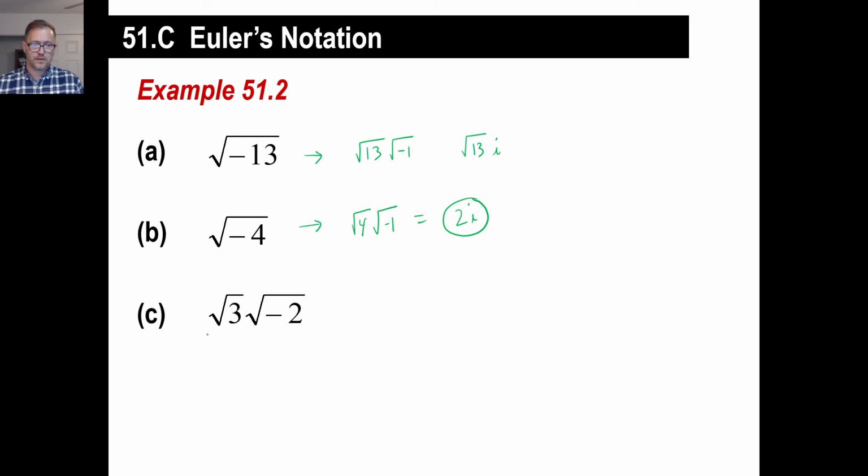Okay, C was a little bit of a tricky one, but that's our old rule. It's not that bad, actually. The square root of 3 times the square root of -2, you're just going to go the square root of -6.